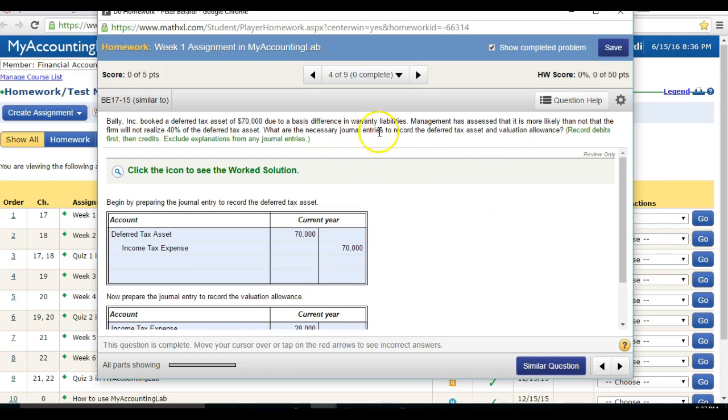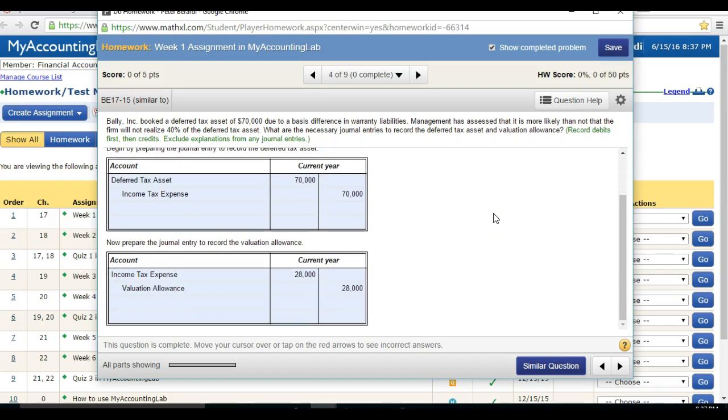In this problem, it says that it is likely we will not realize 40% of that deferred tax asset because a warranty liability expense or accrual is an estimate. So we might be too high on that estimate. So simply take the $70,000, or whatever number you have in your problem, and multiply it by the tax rate. So 70 times 40% is $28,000.